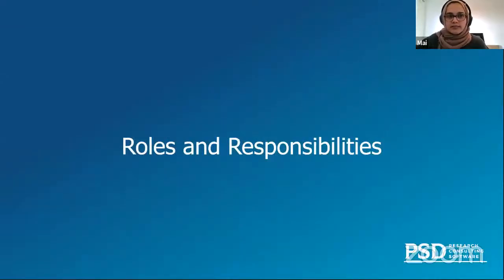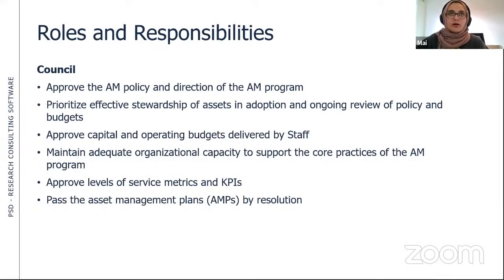So starting off with roles and responsibilities here, when we look at council's responsibilities, the first ones that I really focus on are the policy and the direction of the asset management program. When we talk about the policy, that was something that was due in 2019, that you approved in 2019. But when we look at the direction of the asset management program, that's really talking about how do you align with your strategic policies and your strategic documents? And how do you prioritize the projects and activities and the assets that need maintenance, rehab, or replacement? So it's looking at prioritizing your decision-making process based on accurate data, objective data, and being as proactive as we can be. So that's really, to me, the first responsibility that council has.